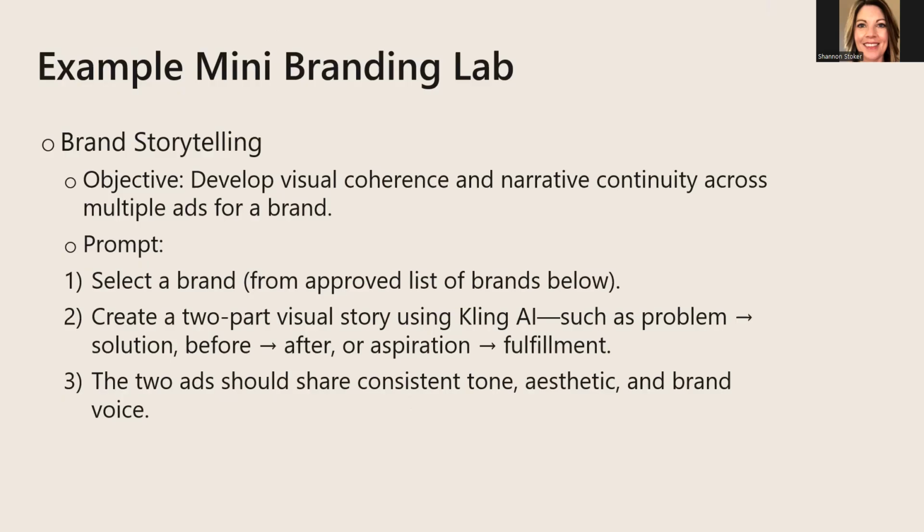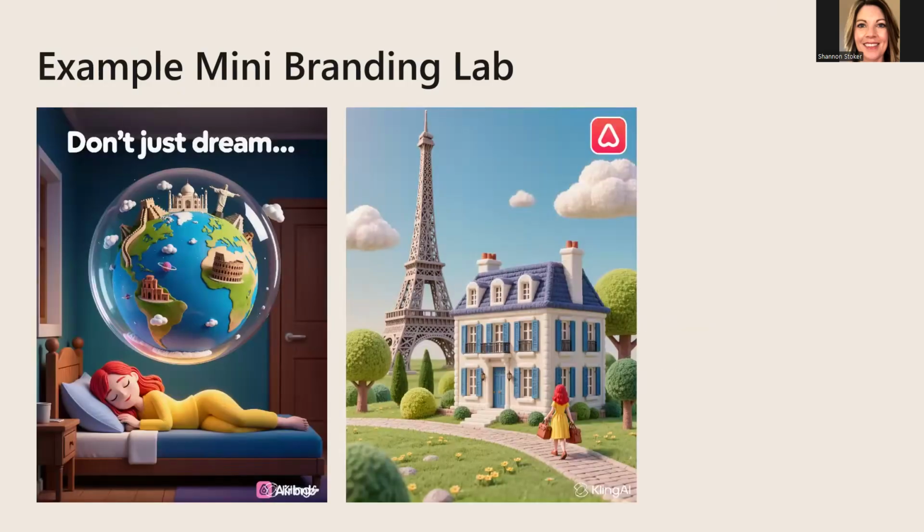And here's one example of what students were able to generate. They generated two visual ads for Airbnb. The first part basically shows the consumer dreaming about traveling the world, for example. And then the second part is the solution of fulfillment, how Airbnb can help consumers actually fulfill this dream of traveling the world. So this is one example of how students have been able to use AI to generate images and tell a story with AI, basically.